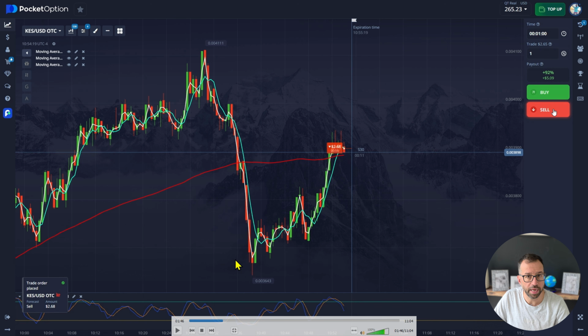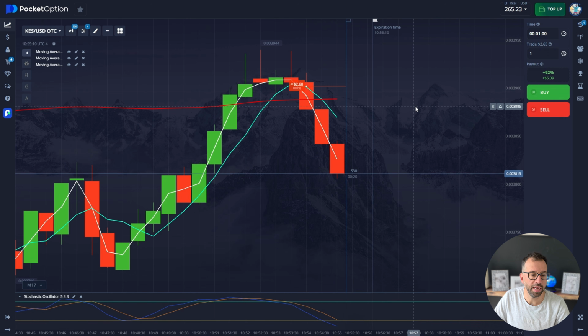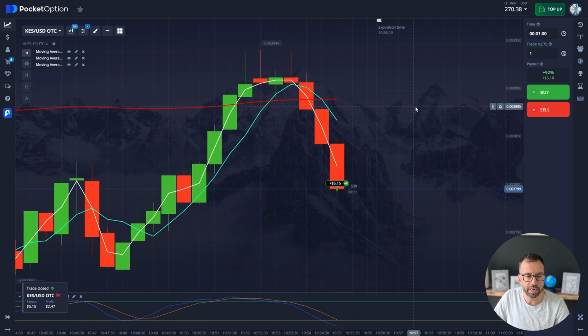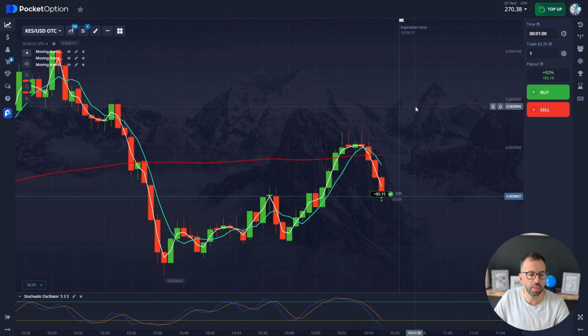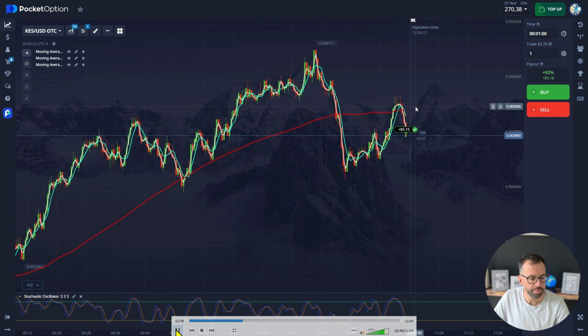So let's just go ahead and get to the end and get to the finish of that one. So as you can see, this one playing out here, we are 5 seconds away now from this paying out. And so again, another good trade. Confirmations showed that this was going to be a good trade.